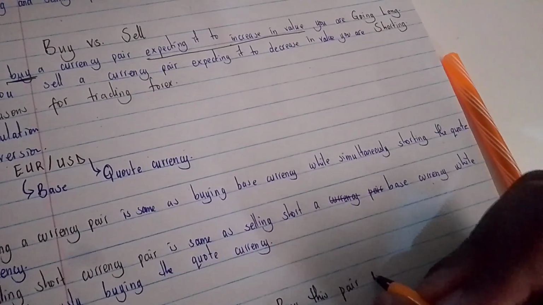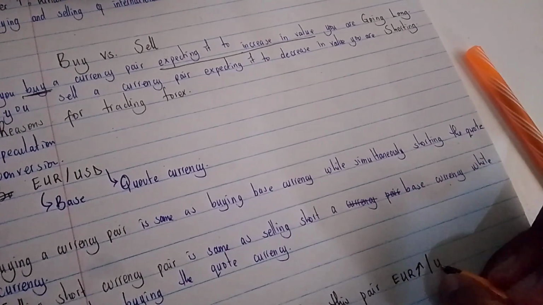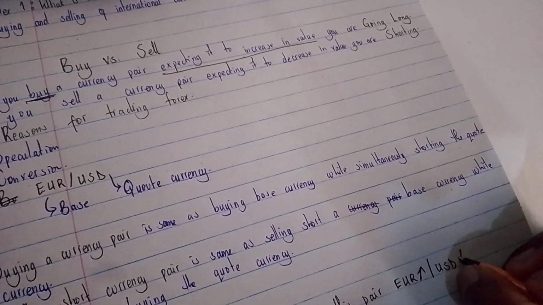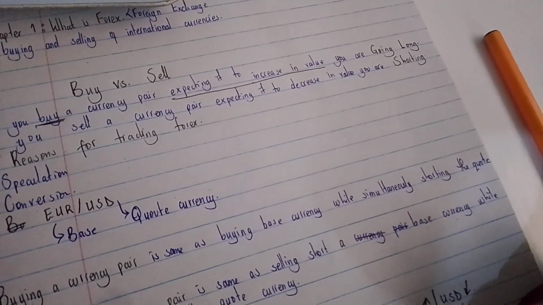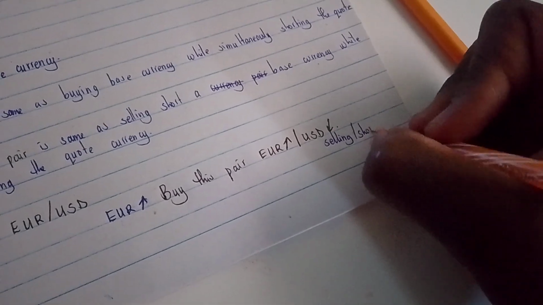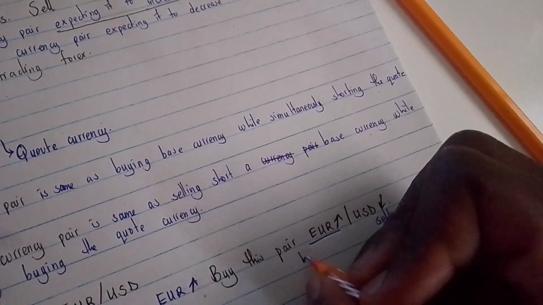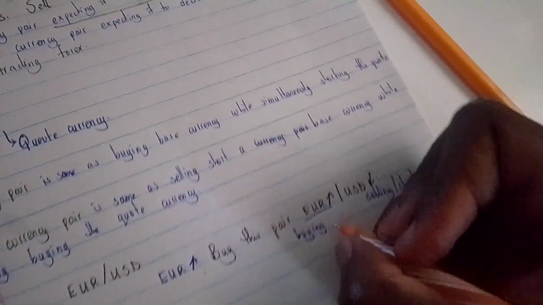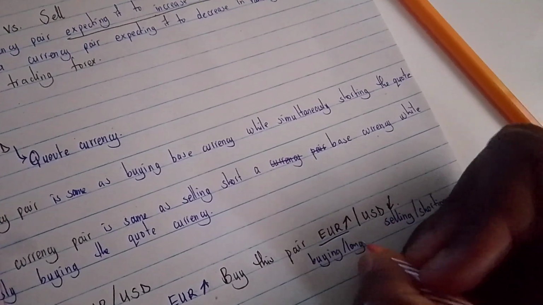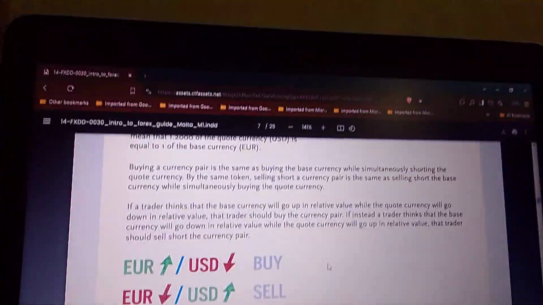So what will happen is euro will be buying while USD will be selling. So we'll be selling slash shorting this one, while this one will be buying slash longing. Yeah, that's quite understandable. So let's move on to the next thing.